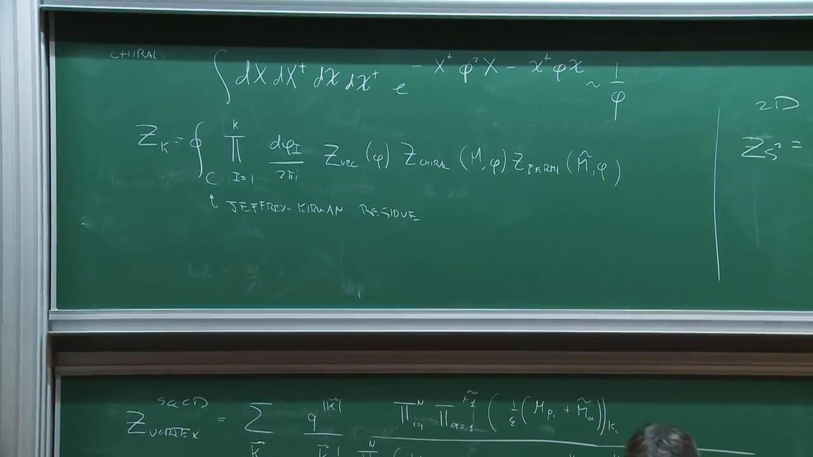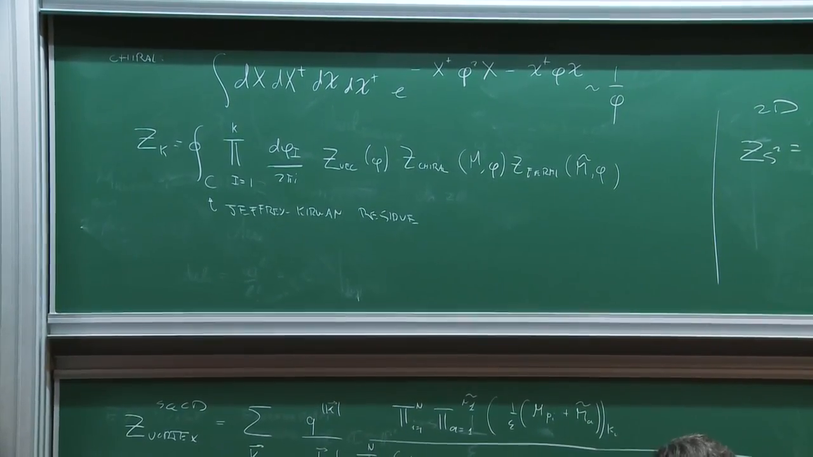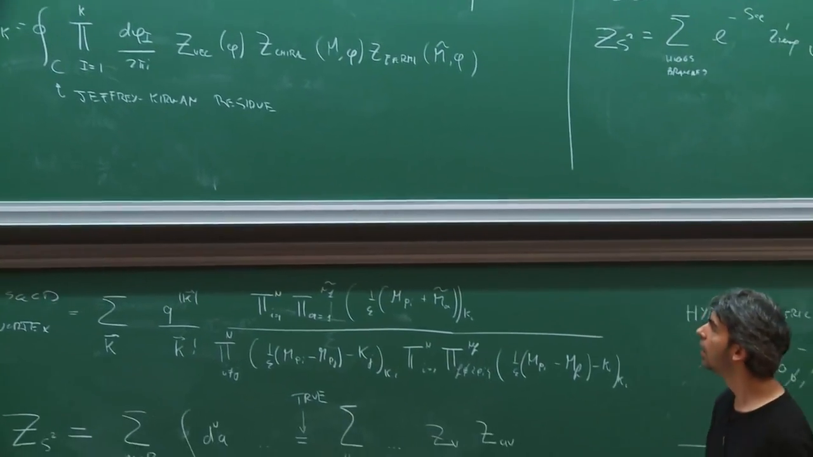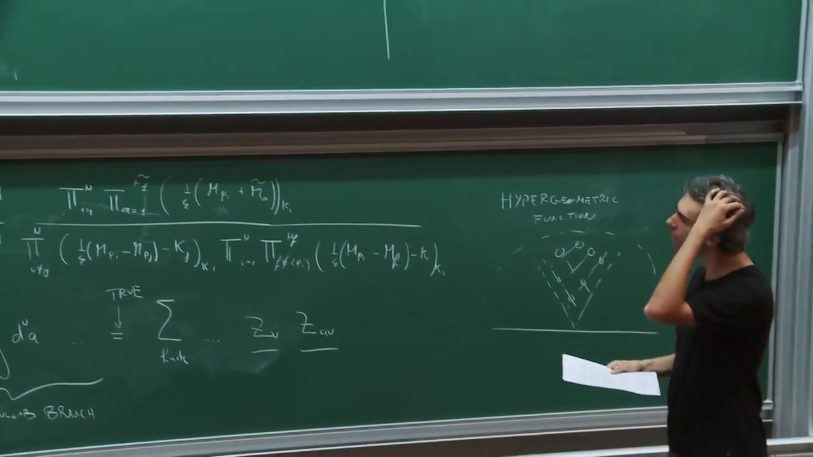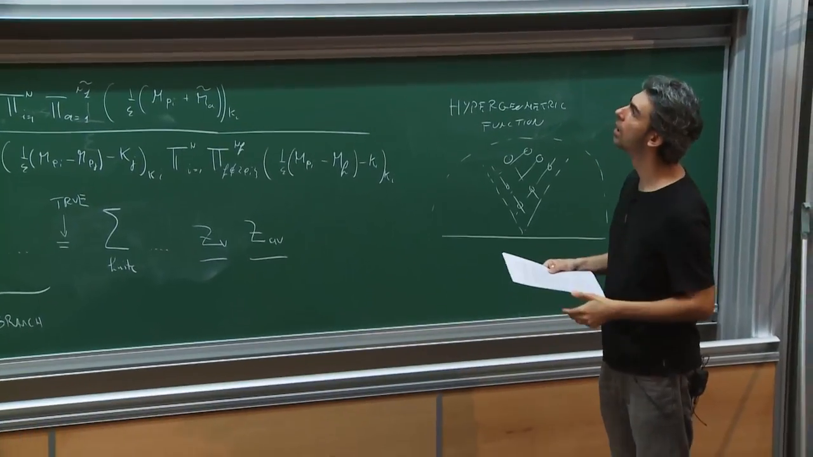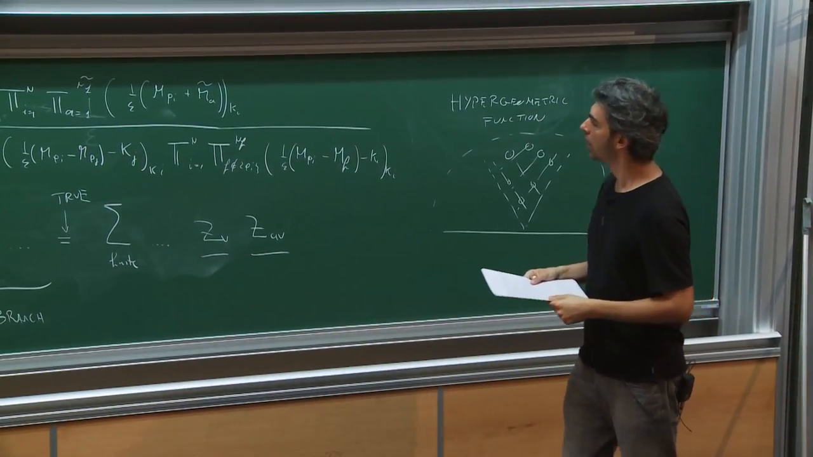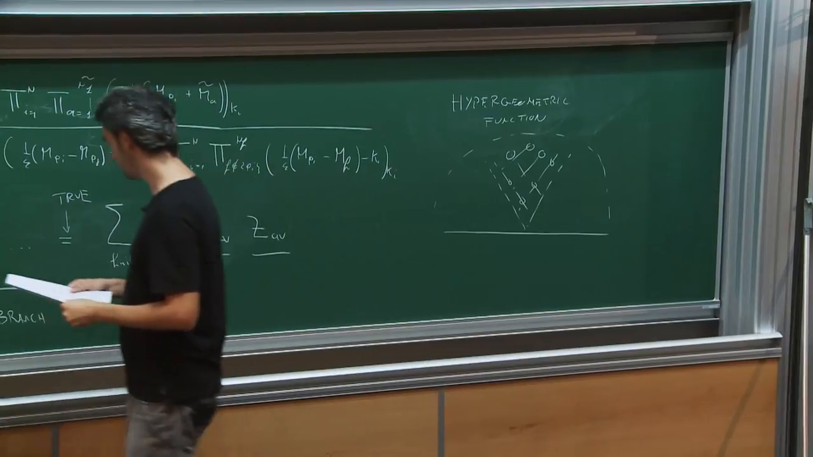Okay. What happens if you take a pure super Yang-Mills? In that case, there is no Higgs branch, so I don't expect any Higgs branch localization, but you can still close the contour for the Coulomb branch. Let's see, pure super Yang-Mills.